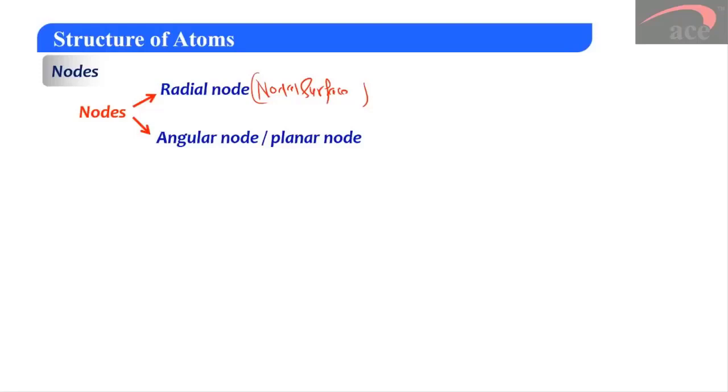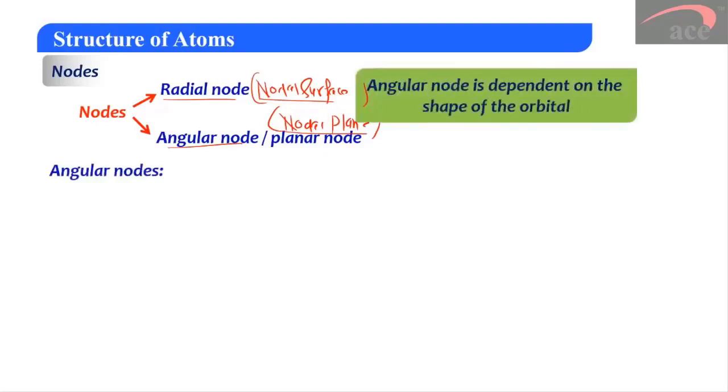And another type of node in the orbital is the angular node, also called the planar node, or you can say the nodal plane. So there are different names that we are using. Radial node is called nodal surface and angular node is called nodal plane. For various orbitals, the angular node depends on the shape of the orbital.